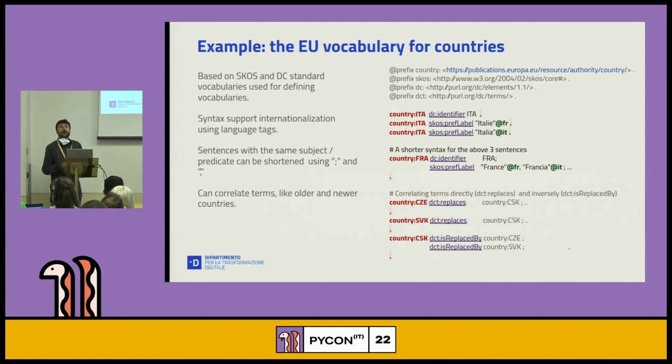The nice thing about vocabularies is that they can contain more information than what you expected. For example, the European vocabulary for countries contains references about previous countries. For example, the Czech and the Slovak Republic replace Czechoslovakia, and conversely, Czechoslovakia is replaced by Czech Republic and Slovak Republic. So I've got a vocabulary with a lot of information that can be useful. So how do I use it?